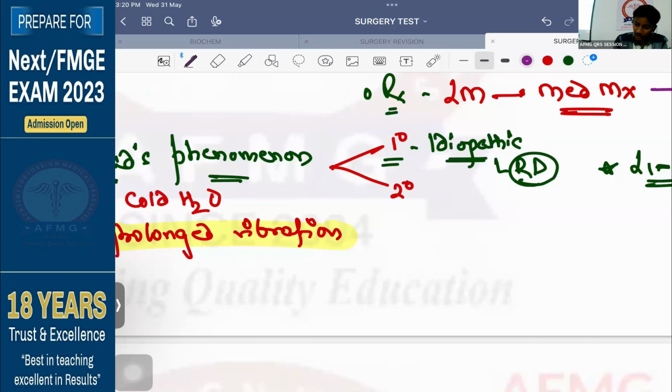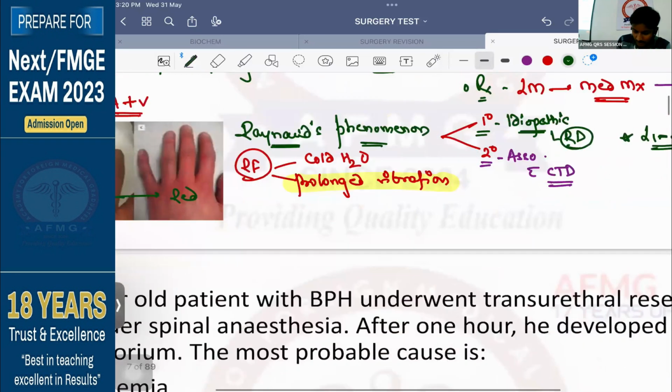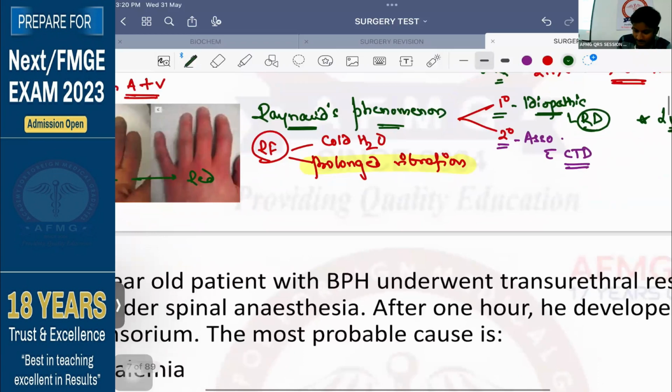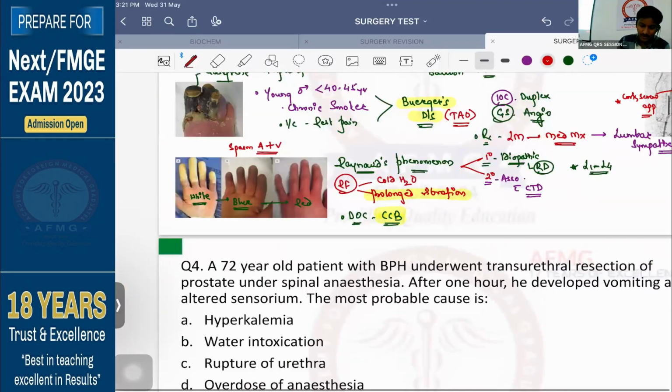But secondary Raynaud's phenomena is associated with connective tissue diseases like SLE, rheumatoid arthritis or scleroderma. Okay, that's important. Let's see, what is the drug of choice? This was the question. Very good, it is CCBs, that is calcium channel blockers. If those are not an option, go for nitrates as your second answer. Okay, lifestyle modification is always advised.